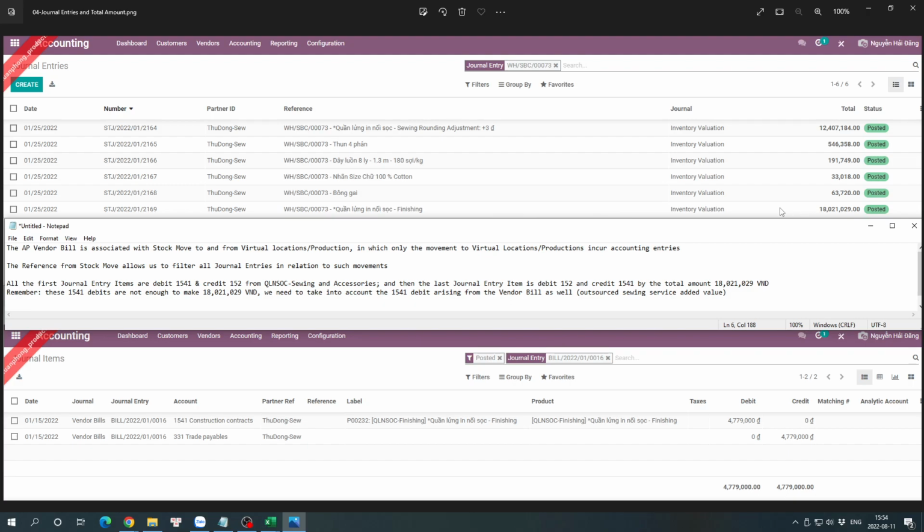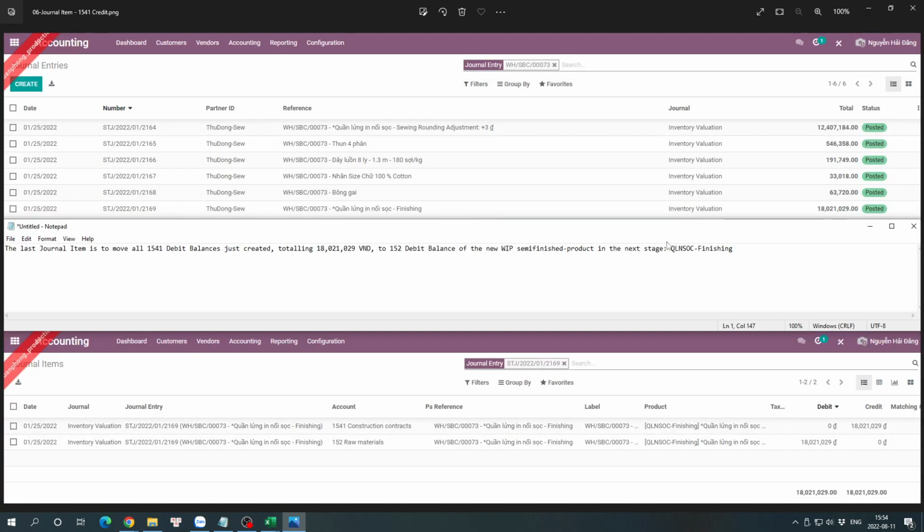Let's see what journal entries is related to it, to the stock move. And here you go. You can read the note. Essentially, it is down here. I have the screen up here for you to reference. Anyway, down here you can see all of the value of 1541 created so far is credited, and instead we move all these 18 million to a new product created, that is this one, work in progress ready for finishing.